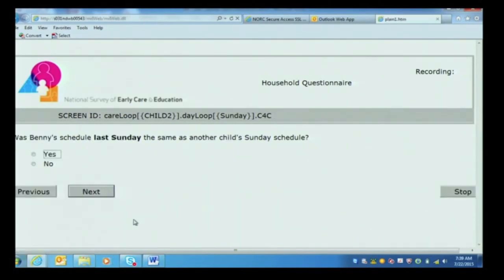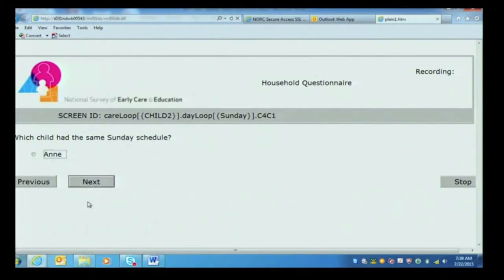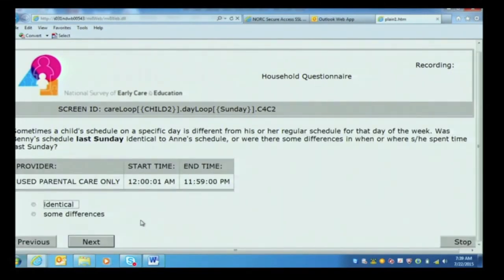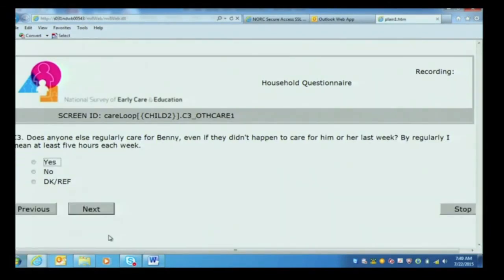So was Benny's Sunday schedule the same as another child's Sunday schedule? Yes, Benny was with me and Anne all day. And which child had the same Sunday schedule? Well, there's not much of a choice there. And were they the same? They were identical. Does anyone else regularly care for Benny even if they didn't happen to care for him last week? And the answer to that is no.